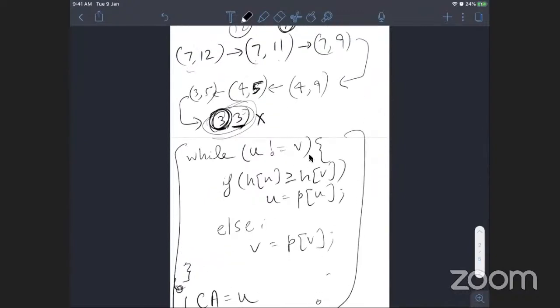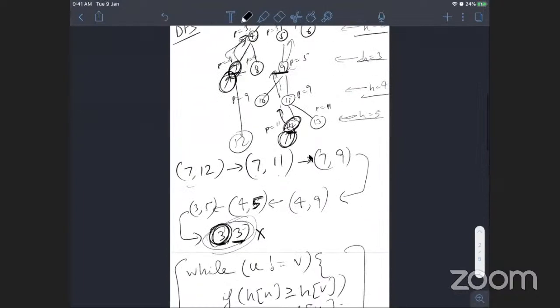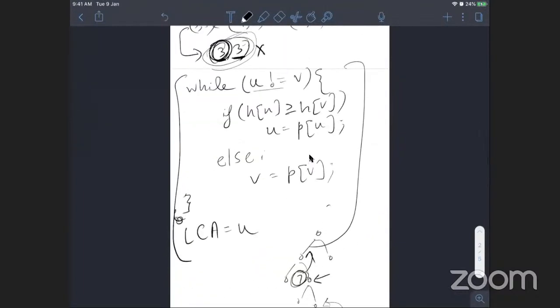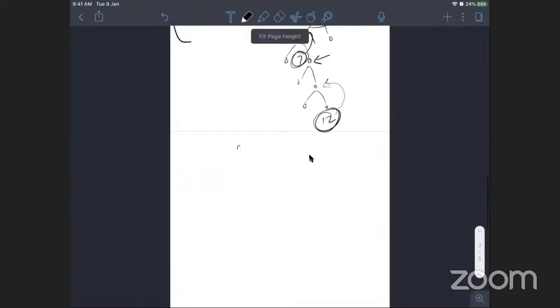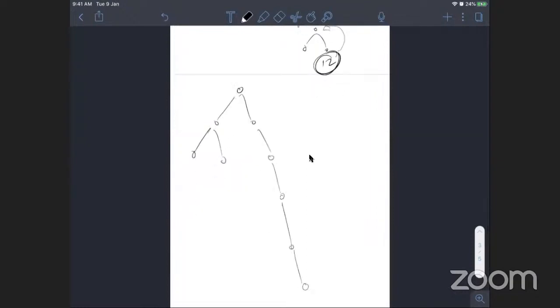Abhishek asked, is this the slow method or the fast one? This is the slow method, Abhishek, because this is actually running pretty slow. In each step, we are just climbing one parent up. So think about the worst case of this algorithm. The worst case is, let's say I give you a tree in which one node lies at the very bottom, and the other node lies at the extreme end.